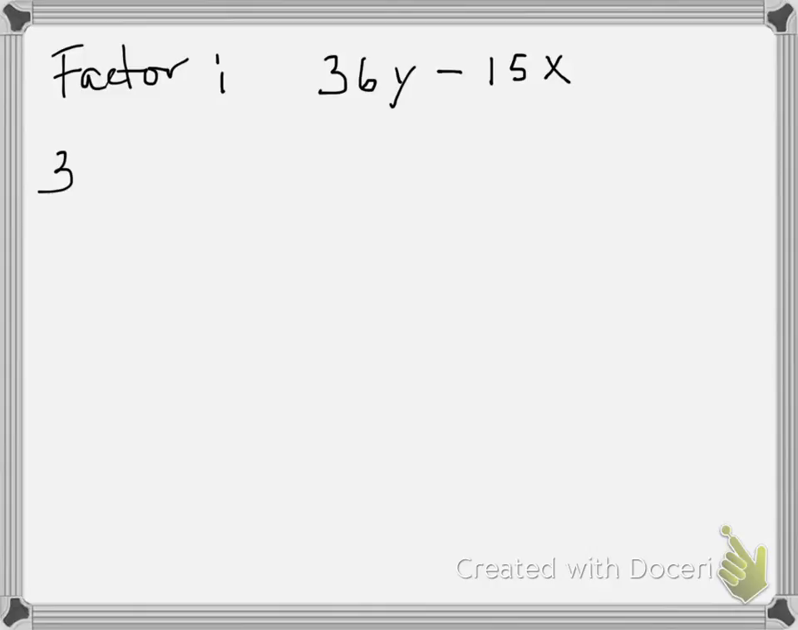Alright, let's try one more. In this one, we're being asked to factor 36y minus 15x. So I'm going to set this up the same way. Factors of 36y, factors of 15x. 15x, we might be able to just do that in our head, knowing that prime factors would be 3 times 5 times x. 36, we might have to make a factor tree for that one.